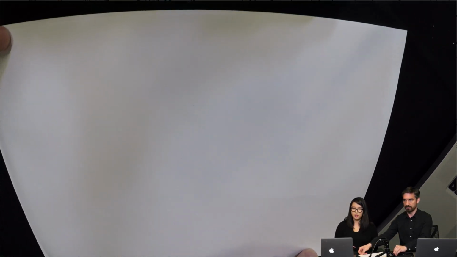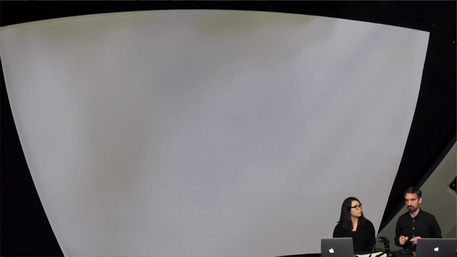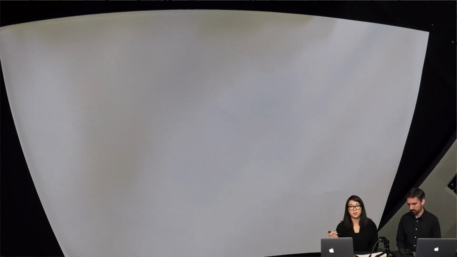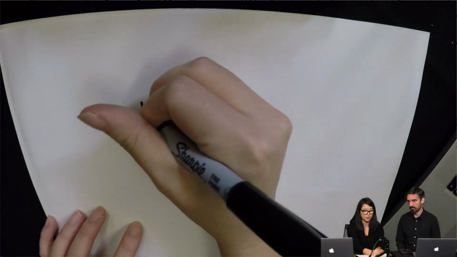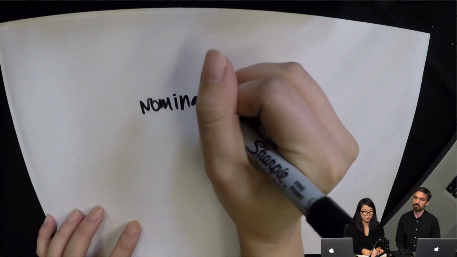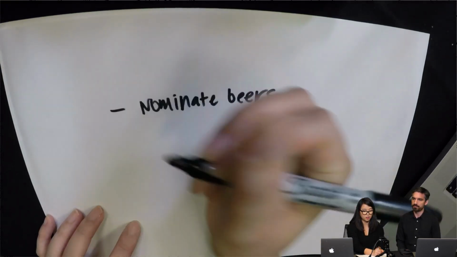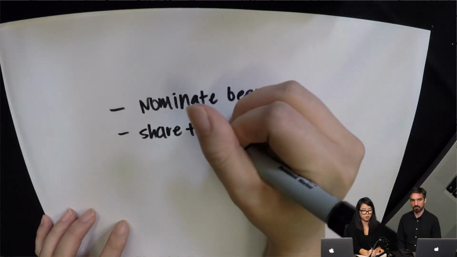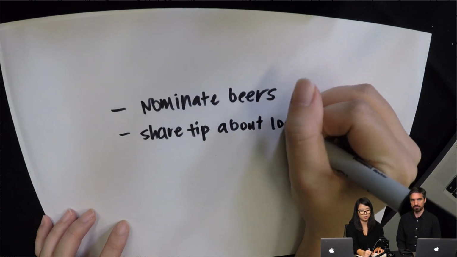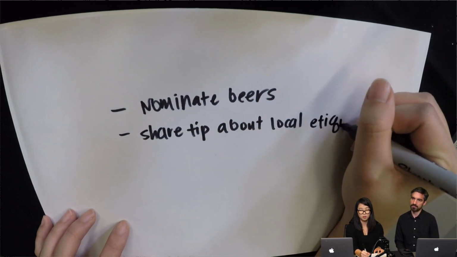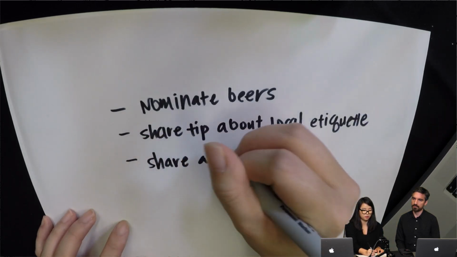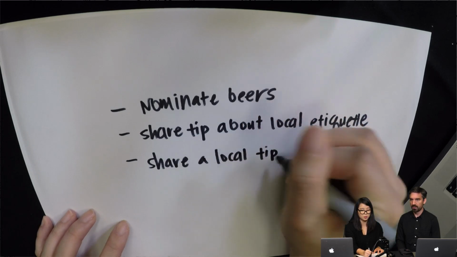So what we want to think about, there's a couple different ways that we can do this. Let's think about why people, or what people would want to nominate. They want to nominate beers. Maybe they want to share a tip about local etiquette, or just share a local tip in general.